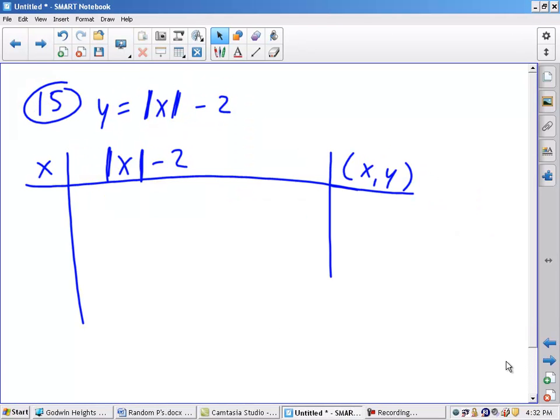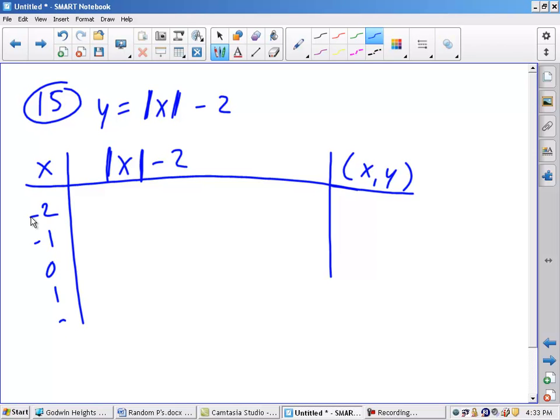Number 15, I'm not going to do this whole thing, but I will explain what absolute value is. So if I do my table of values, because again it just tells you to graph it, you have to do the table first, and I plug in my values. So the absolute value of negative 2. Well, the absolute value of 2 is simply 2, like when you take it out of the absolute value symbol. So instead of saying absolute value of negative 2, I can just write 2 minus 2, and that gives me 0.